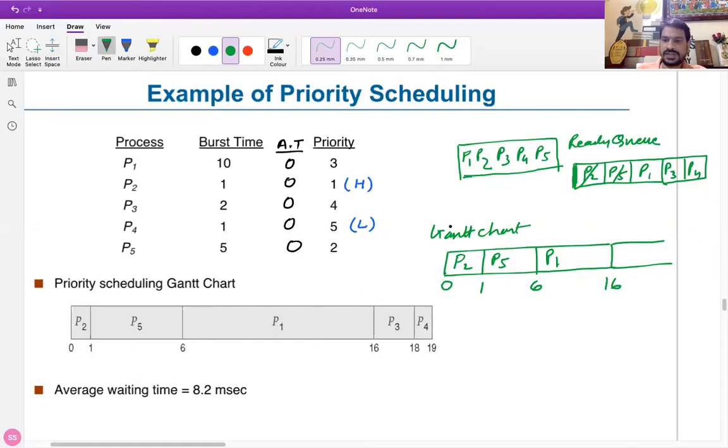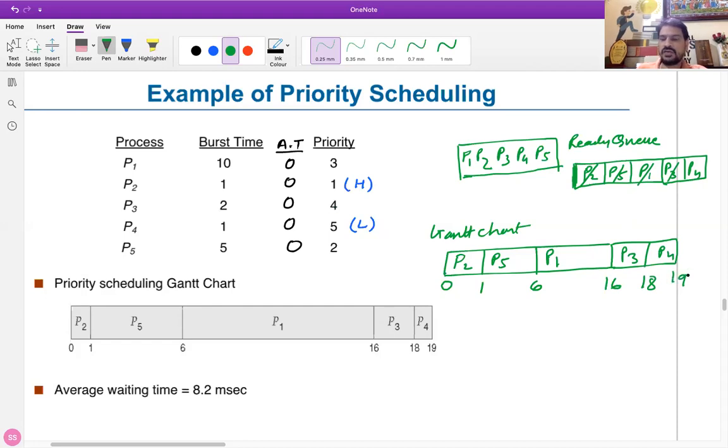So where are we in the Gantt chart? Okay, so we are here in the Gantt chart. Now we have executed P2, then P5, because P2 has the highest priority, and P5 has the next highest. Then we put P1, because it has the highest priority right now. After P1 finishes its execution, we will execute P3. P3 has priority 4 and burst time 2, so it will execute up to 18. At last, we execute P4 with burst time 1, so 19.